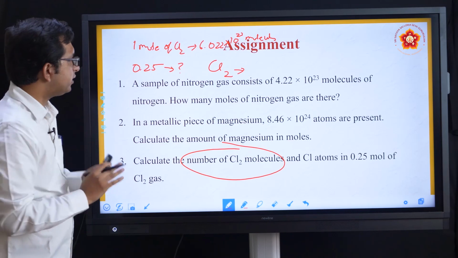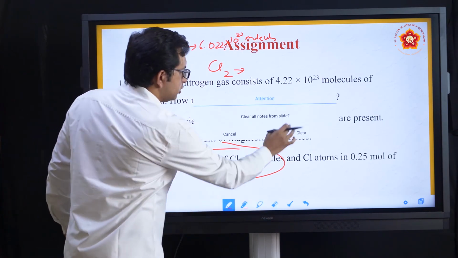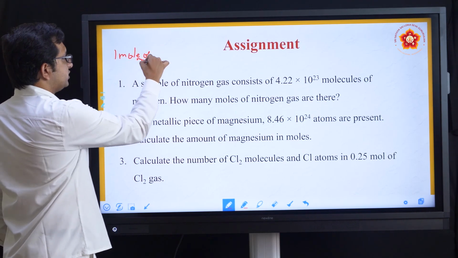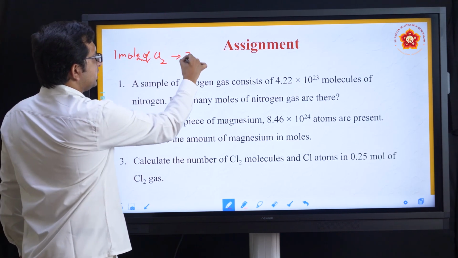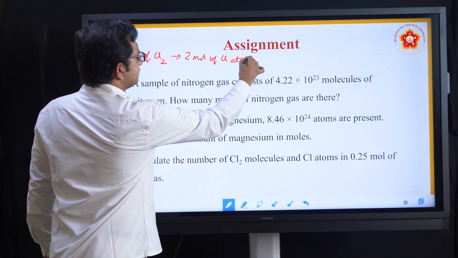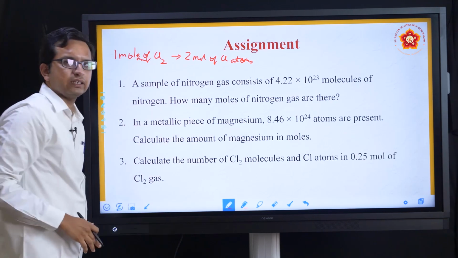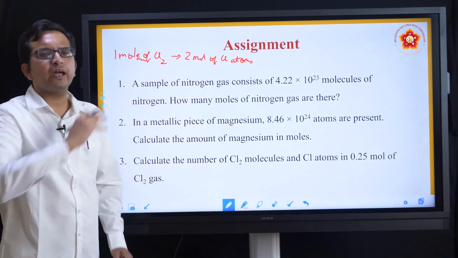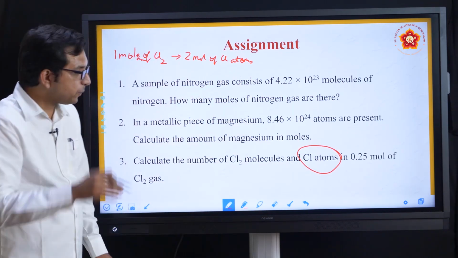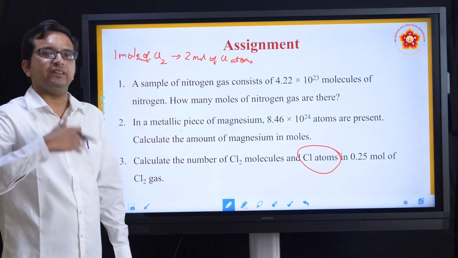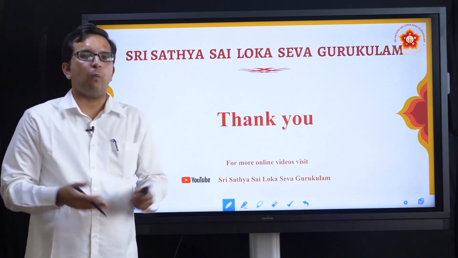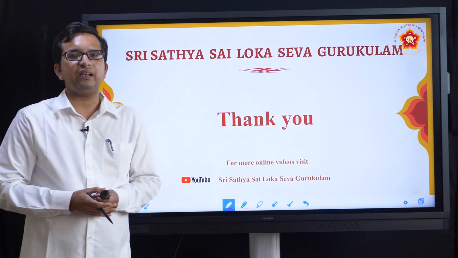Which means that 1 mole of Cl2 is nothing but 2 moles of Cl atoms. This was a molecule, this was a gas. So you just need to multiply by 2 if you want to find the atomic form. A deeper study of this will be taken up in the next part of our studies. So this is all that we have for the mole concept in this chemical arithmetic.